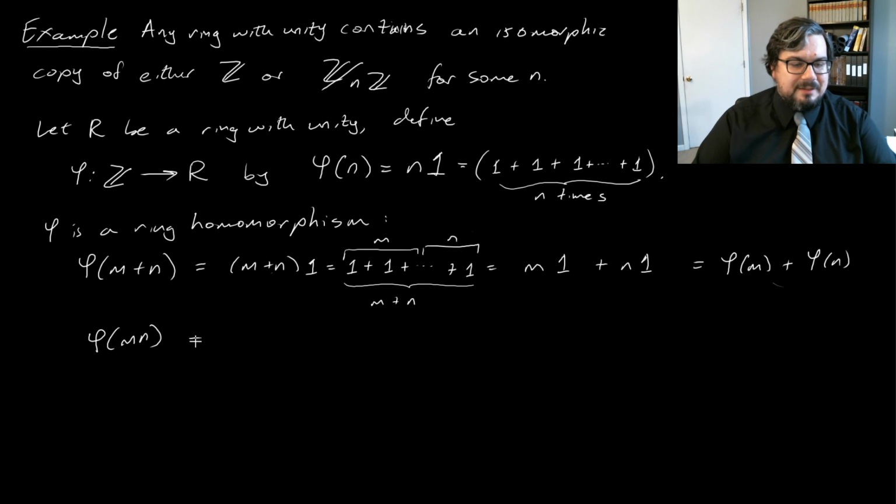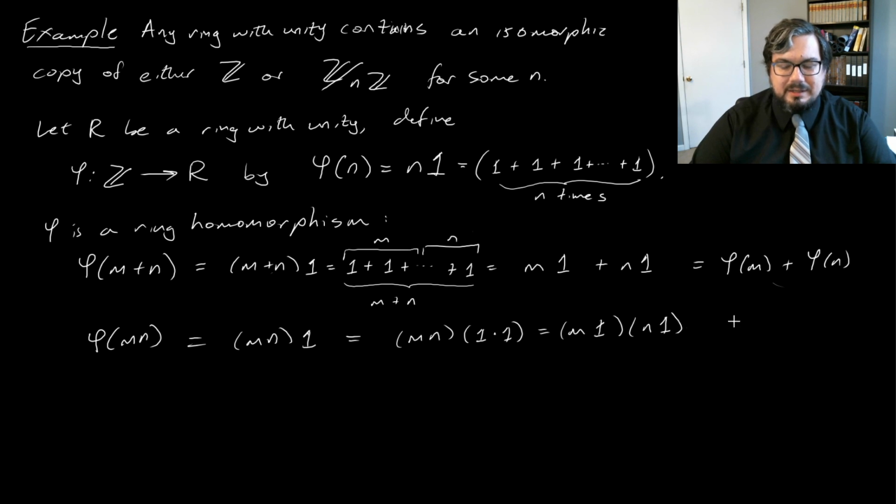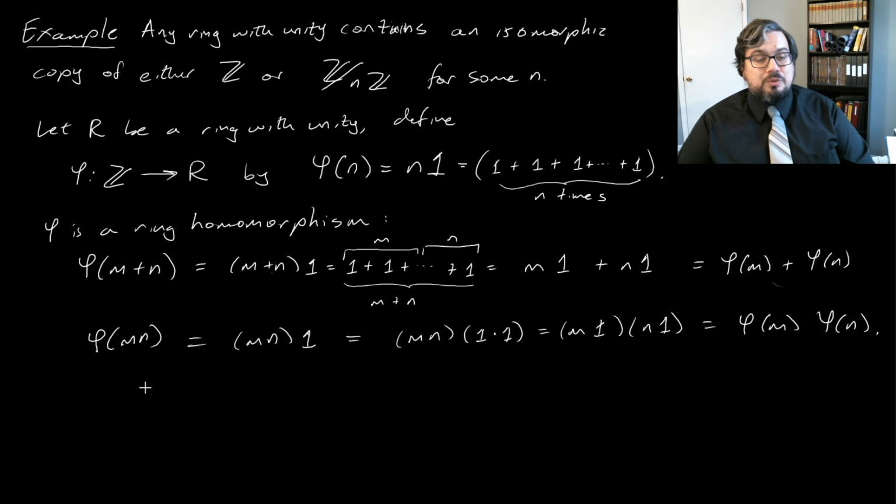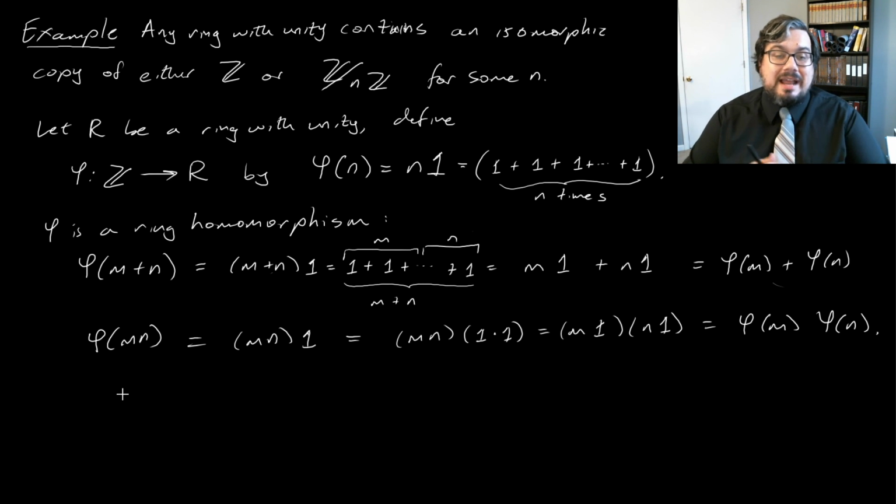And similarly, if we have phi of mn, this is equal to mn times 1, which is equal to mn times 1 times 1, which is equal to m times 1 times n times 1, which is phi of m times phi of n. So this shows that phi is a ring homomorphism from Z to R. In particular, this shows that for any ring with unity, there is a homomorphism from Z into it.